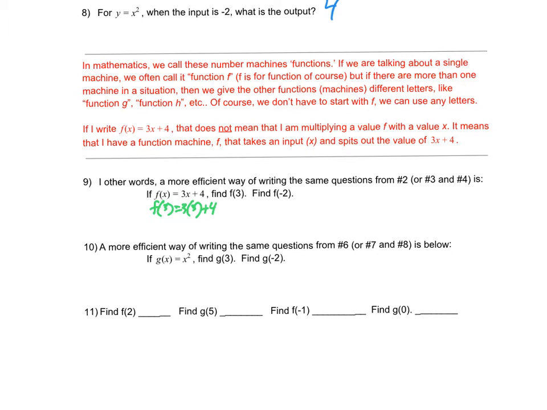All right, and that gives me, so over here, it still says f of 3. That left-hand side never changes. Don't try to multiply f times 3. It's f of 3. That's what we're trying to find. So then we have 3 times 3, which is 9, plus 4. All right, so now we have f of 3 is equal to 13.